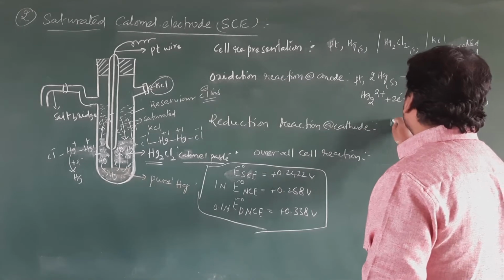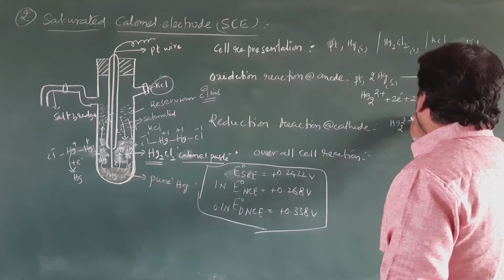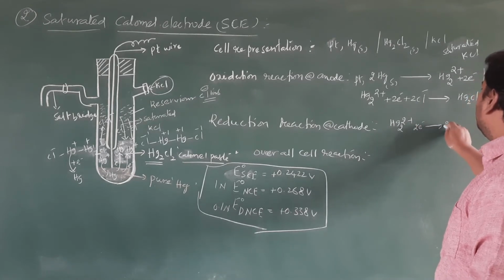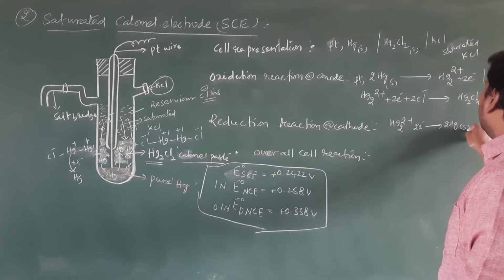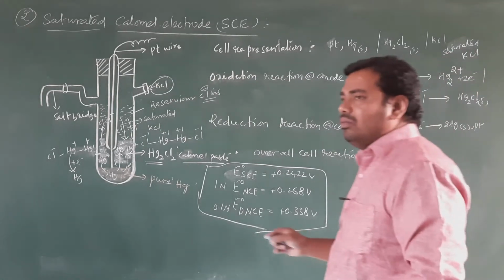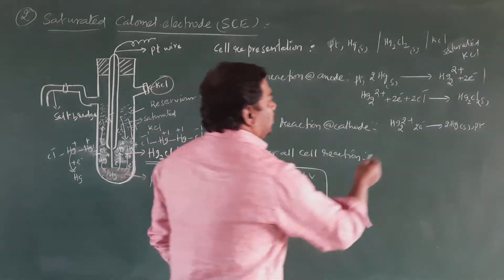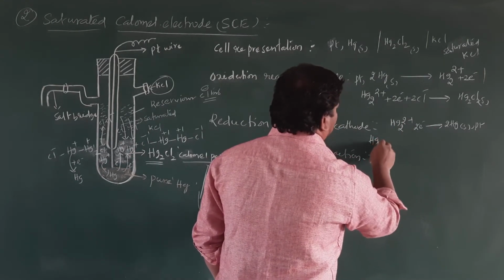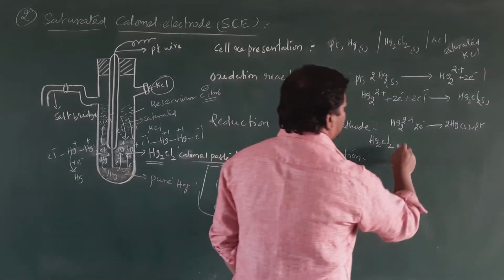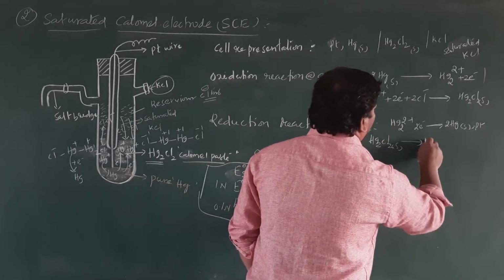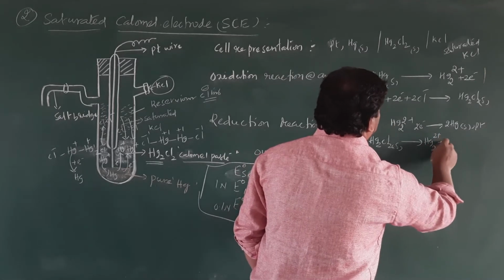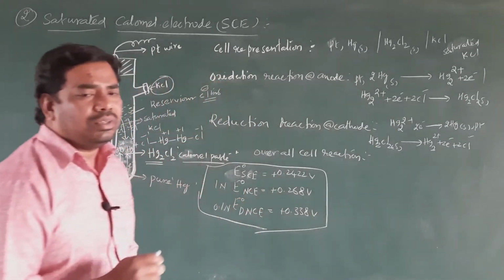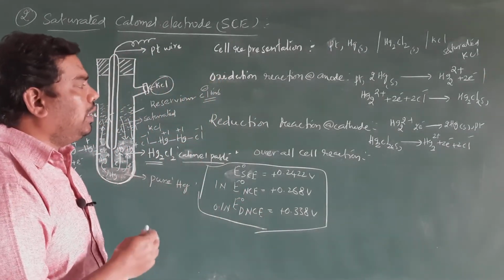That is Hg2 2+ plus 2 electrons gives rise to 2Hg solid at the platinum wire. Right. Next, Hg2Cl2 solid is converted into Hg2 2+ plus 2 electrons plus 2 Cl minus. This is the reaction that takes place at the cathode.